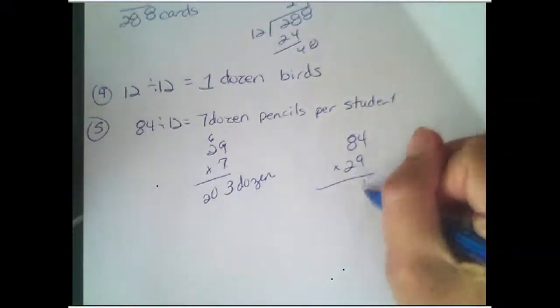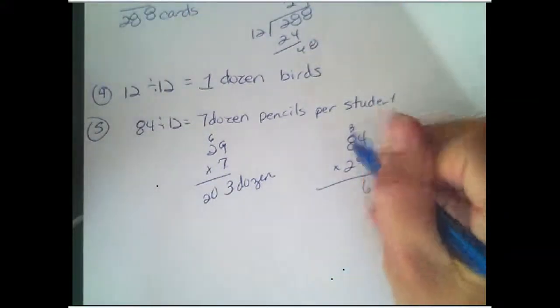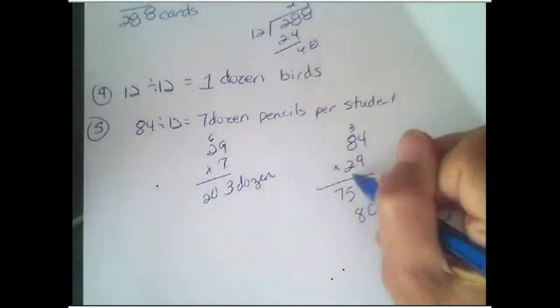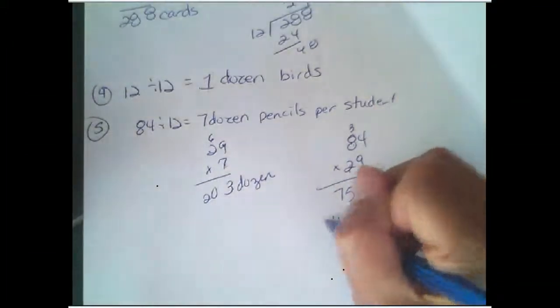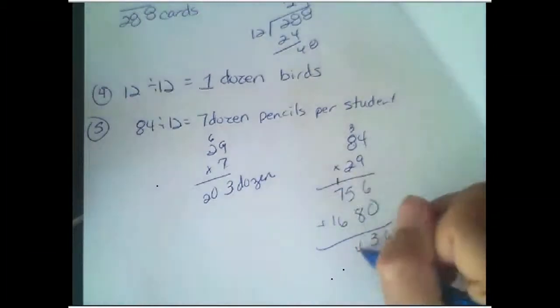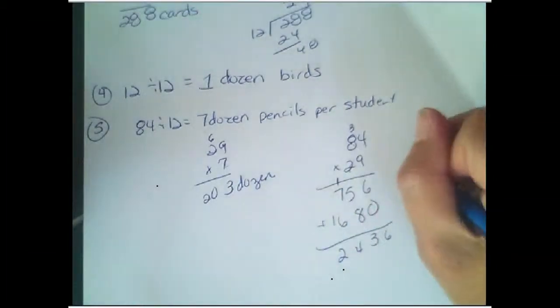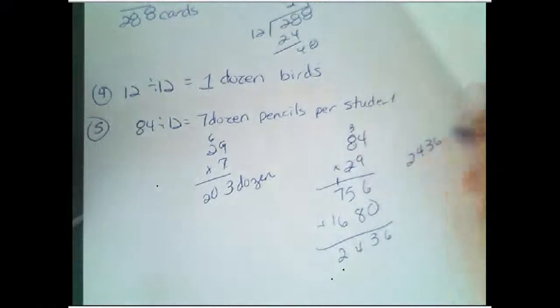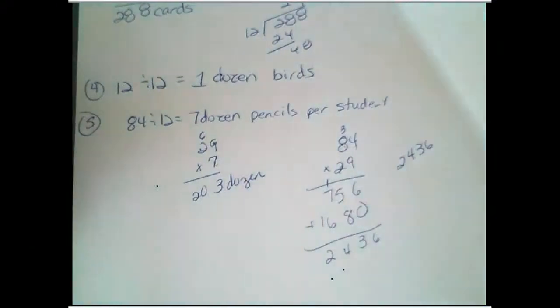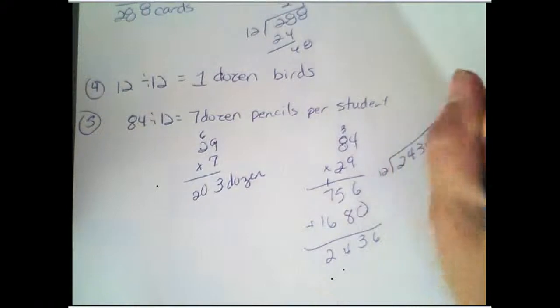4 times 9 is 36. 8 times 9 is 72. Plus 3 is 75. 2 times 4 is 8. 2 times 8 is 16. We're going to add 13, 14. So we have 2,436 pencils in that class. And then we would have to divide that by 12.